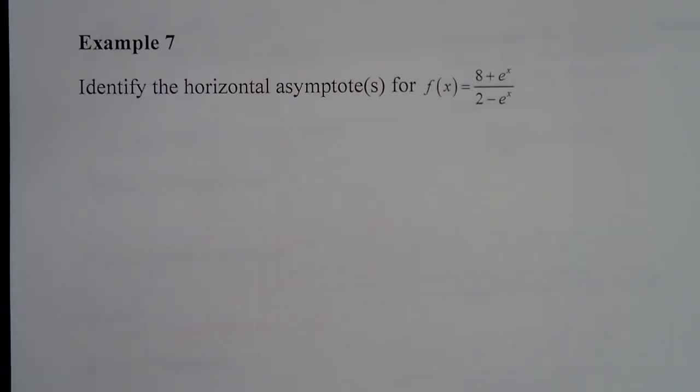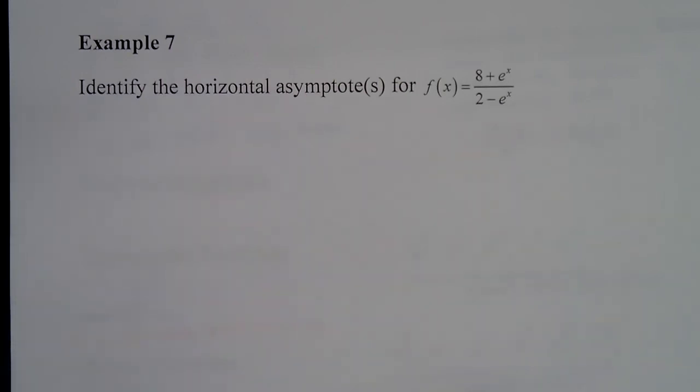For this last problem, we wanted to identify the horizontal asymptotes for f of x equals (8 + e to the x) over (2 - e to the x). This is a problem that gave a lot of students difficulties way back in like 2008 on their AP exam. It's because they thought of exponentials as always growing, and they're not. I want to point that out. One side always grows, and one side always gets closer and closer to 0. So we have to decide what's happening.